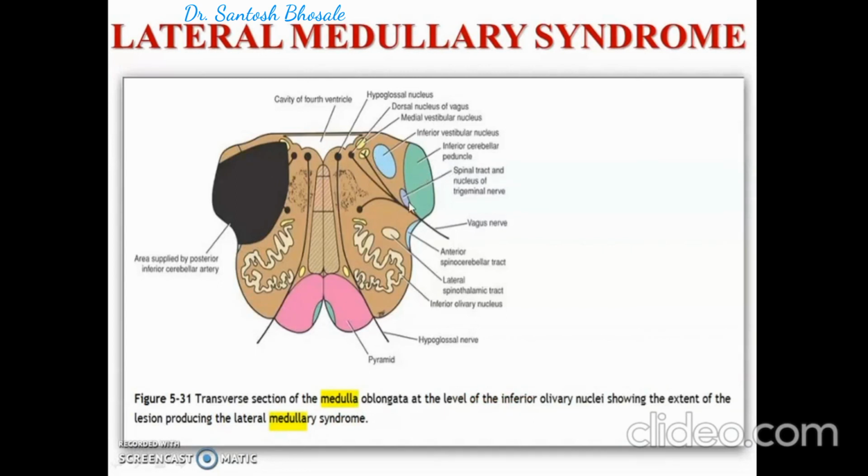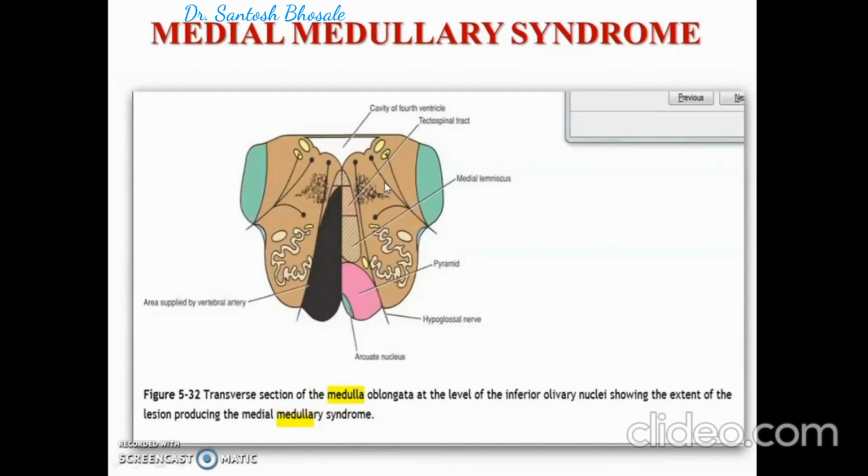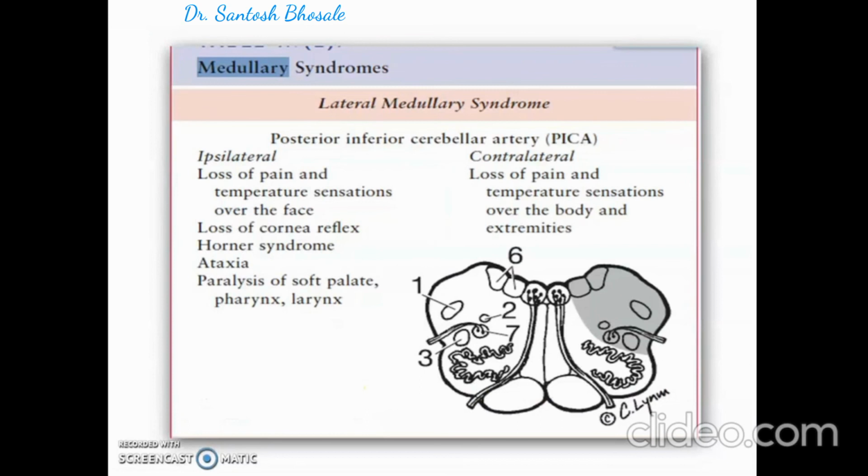It involves inferior peduncle, inferior vestibular nucleus, lateral spinothalamic tract, nucleus ambiguus, spinal nucleus of trigeminal nerve, rootlets of 9, 10, 11 nerves emerging between the olive and the inferior peduncle. Medial medullary syndrome involves the median zone by thrombus of anterior spinal artery, also known as alternating hypoglossal hemiplegia. On the same side you will have the paralysis of the tongue muscle, that is hypoglossal nucleus injury, and contralateral side of the body is having hemiplegia.